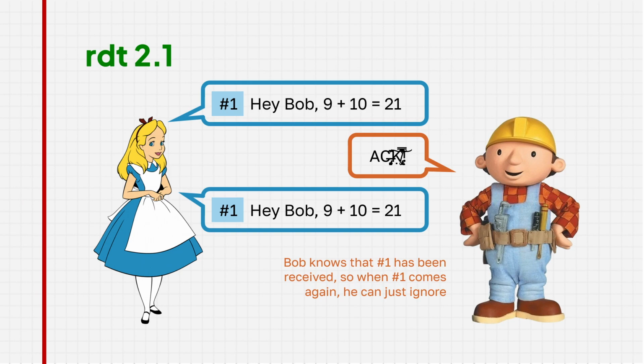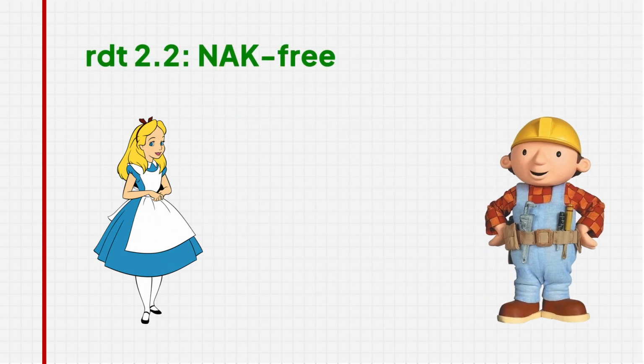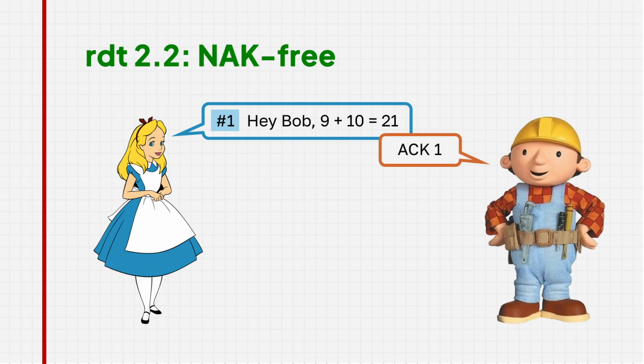But the thing is, if we now have sequence numbers, then do we need a NAK in the first place? So that is something that we are going to improve in 2.2. 2.2 is basically a NAK-free protocol. That means we are not going to use NAKs, but rather we are going to refer to the last packet that is received correctly by Bob. Something like here, 9 plus 10 is 21. Then instead of just ACK, Bob will tell that, okay, I received packet 1.